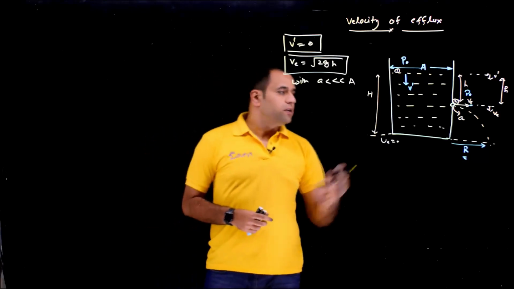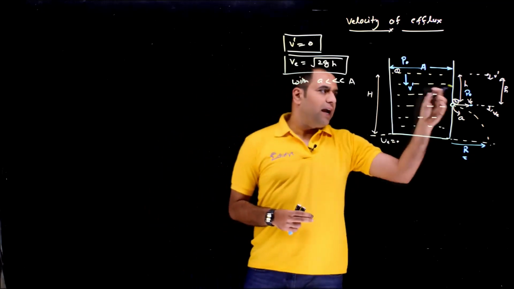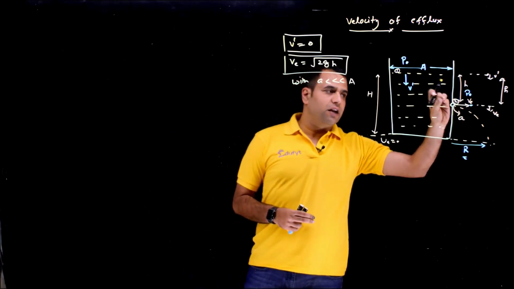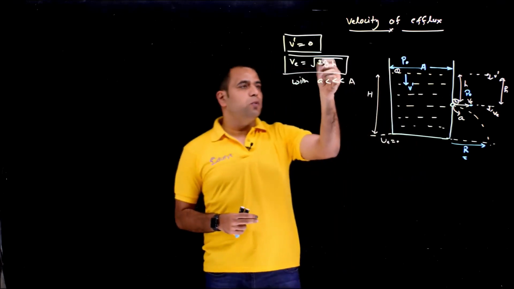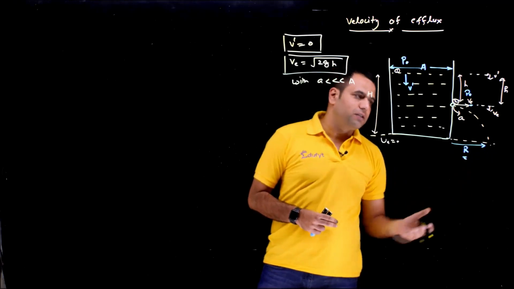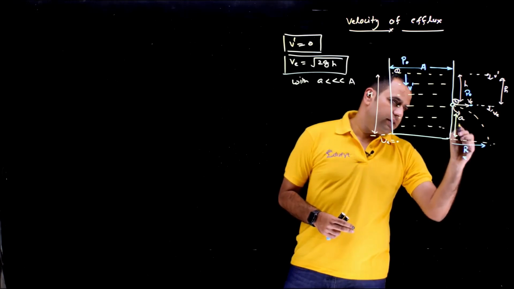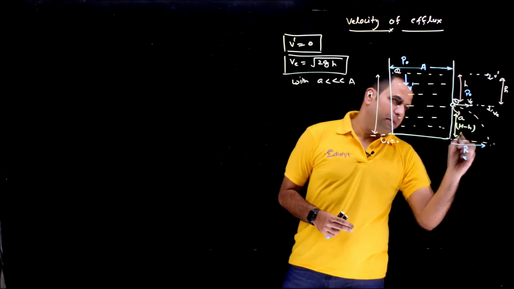Now we'll be solving this equation for the range. When we calculated the escape velocity, this velocity of efflux, that velocity of efflux came out to be under root 2gh. So when this liquid goes outside, it follows the projectile path. So if it follows the projectile path, this is capital H minus small h.